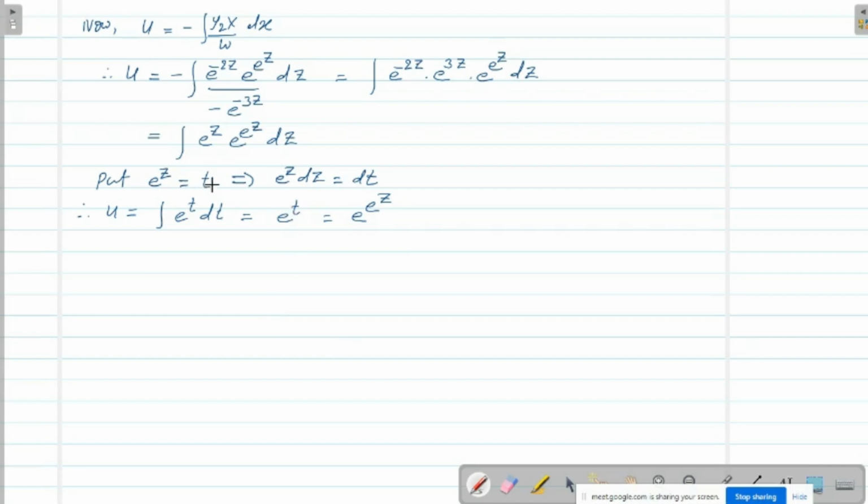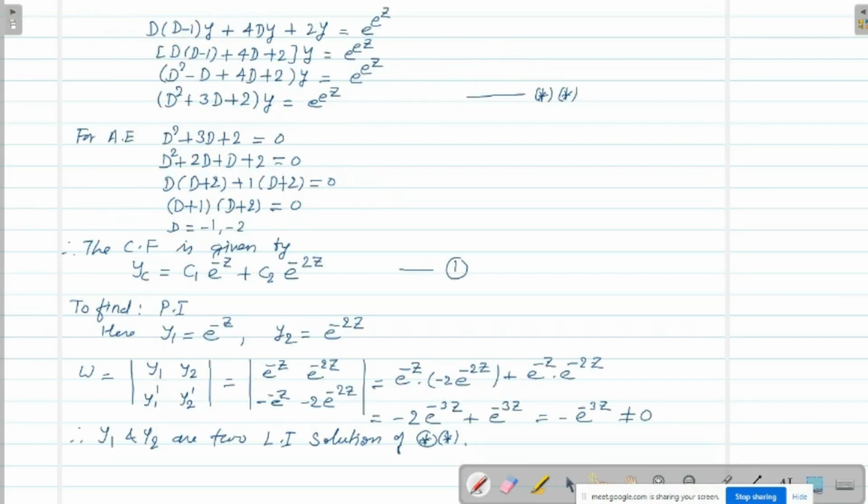So we are replacing the value of t, e raised to z. Now find v. Also we find v. v is equal to integration of y1 x by w dx. Okay, but your equation is in terms of z, so we write the equation in terms of z.